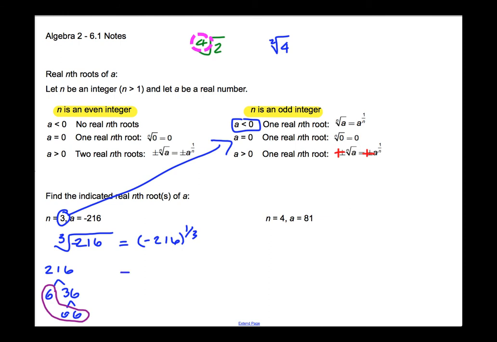So what is my answer here? My answer for this is going to be negative 6. That's the cube root of negative 216.